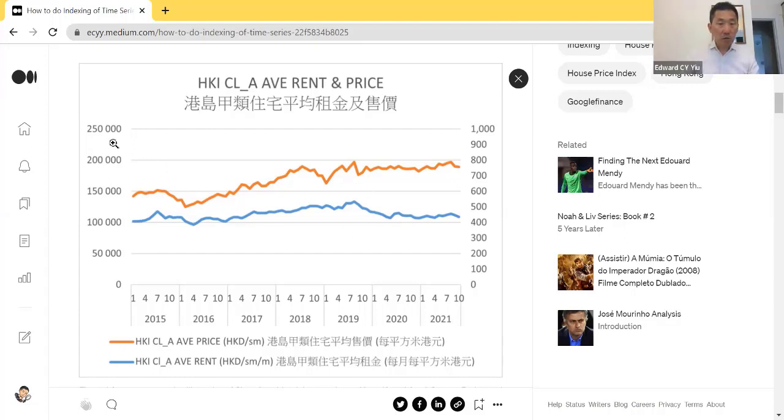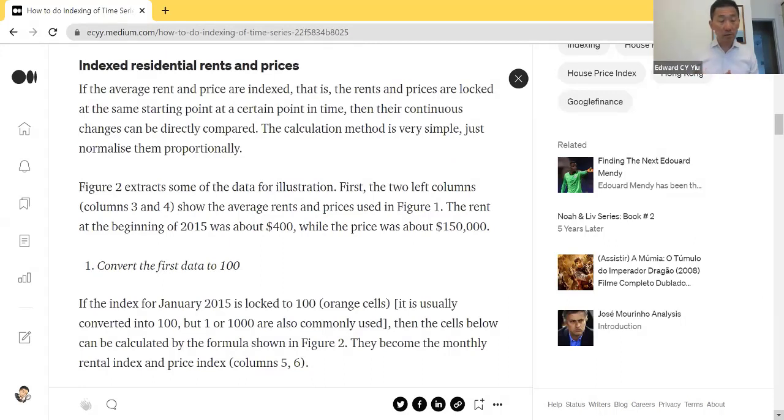The question is, because the two vertical axes are of different range and different magnitude, even though it looks like the orange line, the average price, seems to be increasing much faster than the rent, in fact, if we calculate their growth rates, you will find that before 2019, their growth rates seem to be quite similar. That's the problem, because they are not indexed. Without fixing an initial point, it is hard to compare their rate of change.